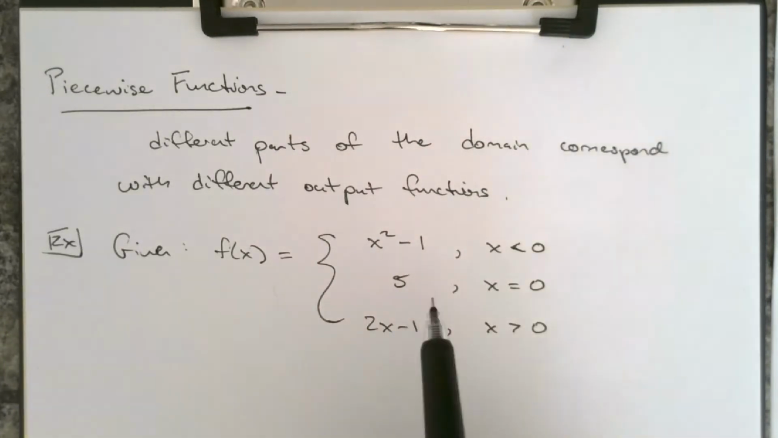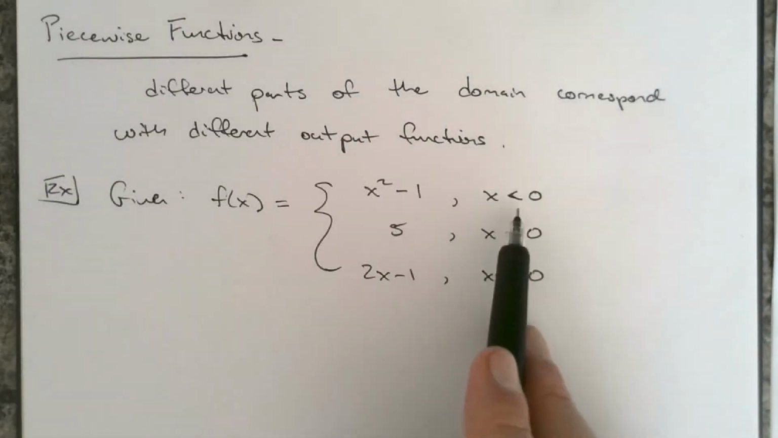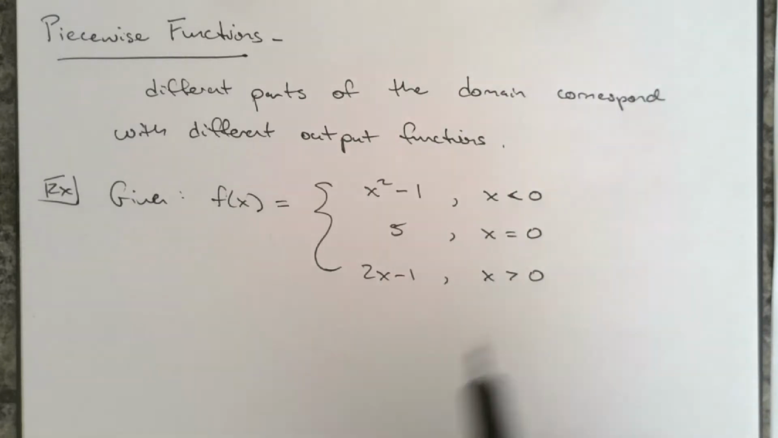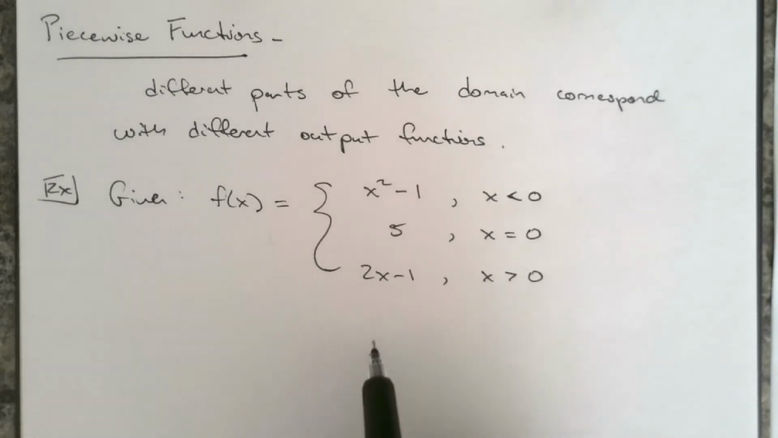So basically what this is doing is it's giving you a rule to use based on what your x value is. If your x is less than 0, you want to use the first part. If your x equals 0, you want to use the middle part. And if your x is greater than 0, you want to use the last part. You don't ever use all of them at the same time. You only use one part.